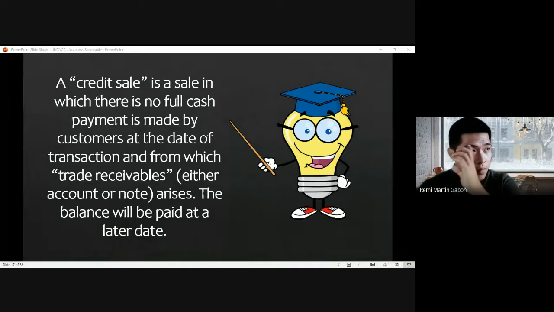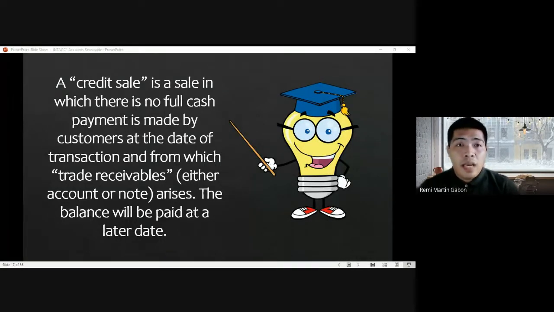Sometimes, the customers have cash but the cash they brought is not enough. That's why my statement there is "no full cash payment." So therefore, there are two possible scenarios. Two scenarios could either be the customer is short of cash. So therefore, the customer will pay the amount of cash they have, then the excess of the balance will be made in utang. So that will be the accounts receivable, the balance.